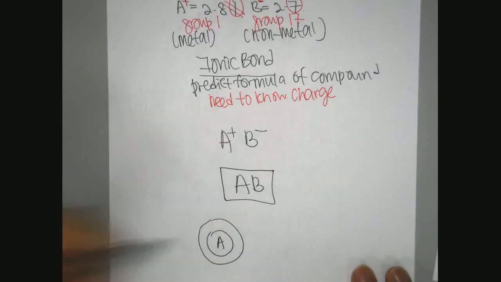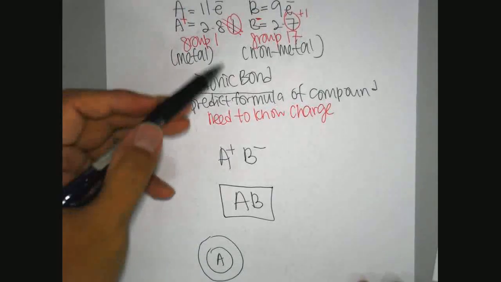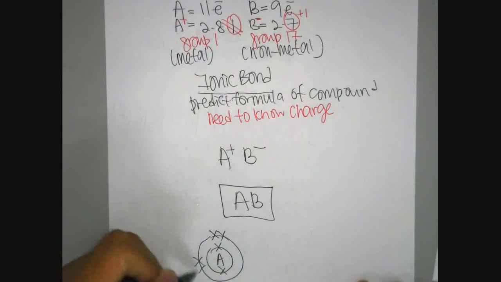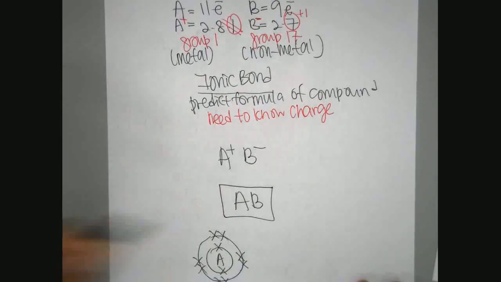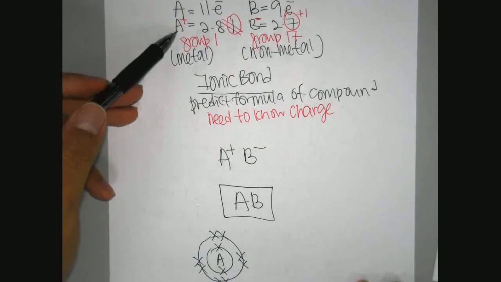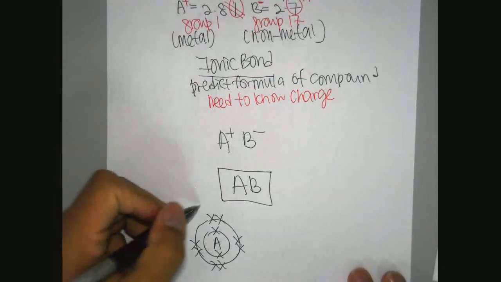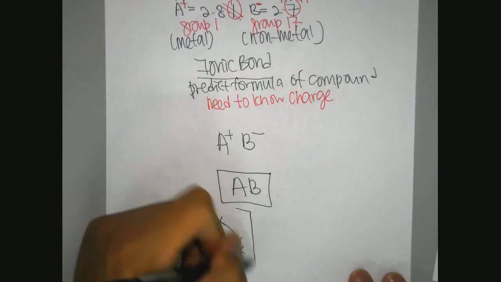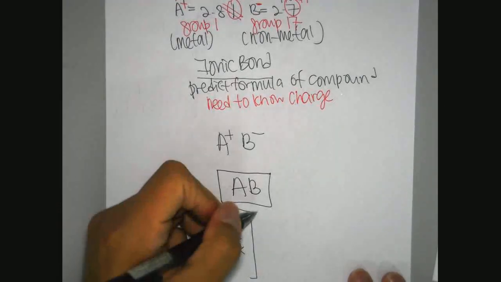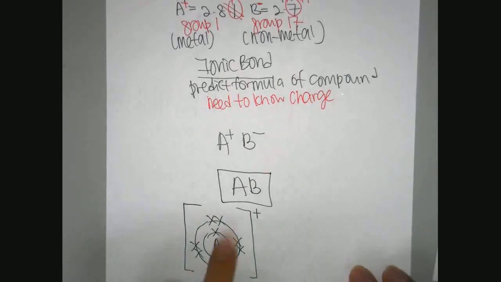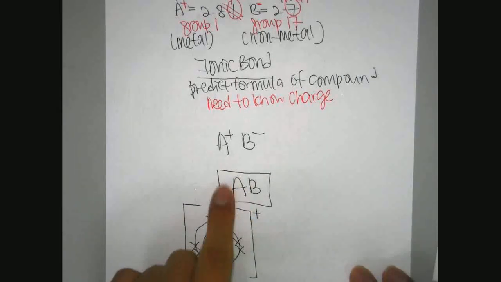Alright? So A has the electron arrangement of 2.8. So the first circle is 2. The second circle we put 8. Alright? So A carries a charge of A+. So when we have a charge, we have to draw a square bracket. We have to draw a square bracket and we put a plus at the top. Alright? So now we only need to draw one A because the formula tells us we only have one A.